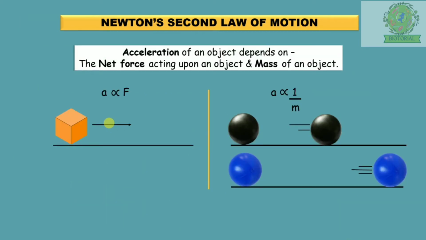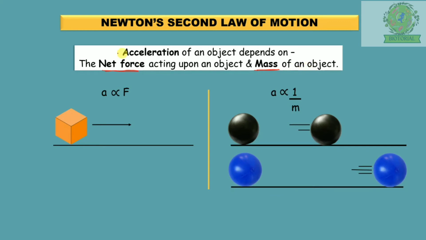Moving on to the second law of motion. Now this second law of motion can be explained in two ways. In this slide I will explain it in a simple manner, and in the second slide I will explain it in terms of momentum. So here we have the second law of motion saying that the acceleration of an object depends on the net force acting upon the object and the mass of the object.